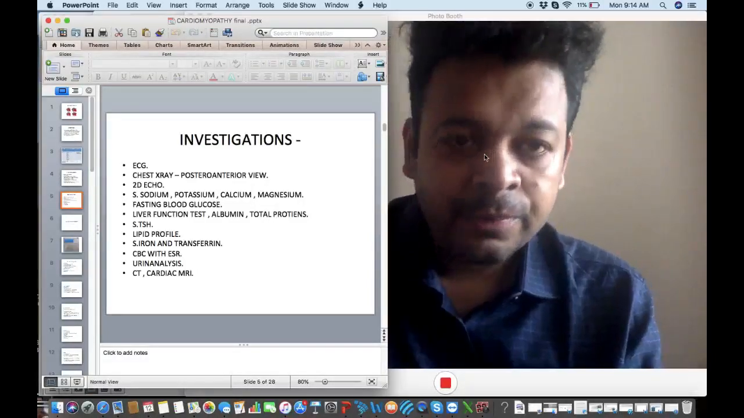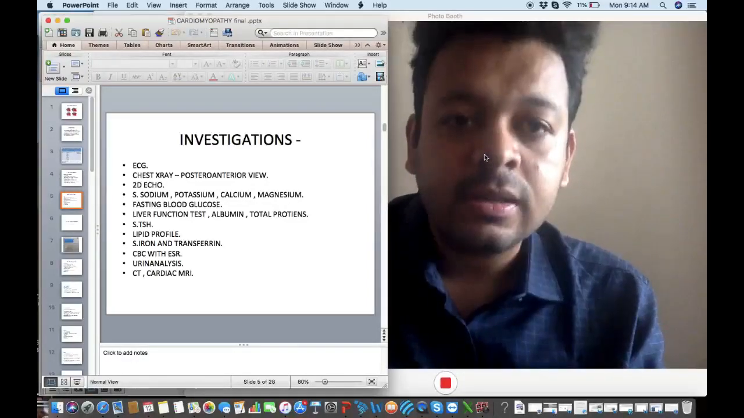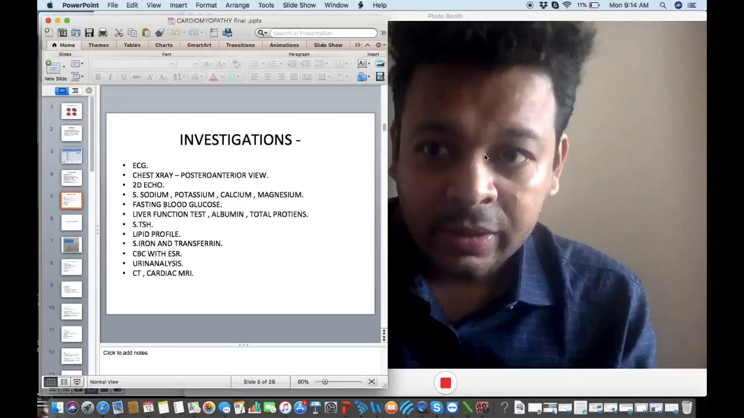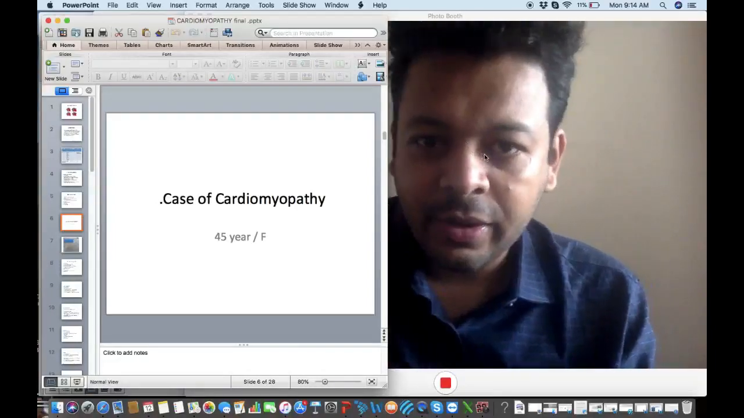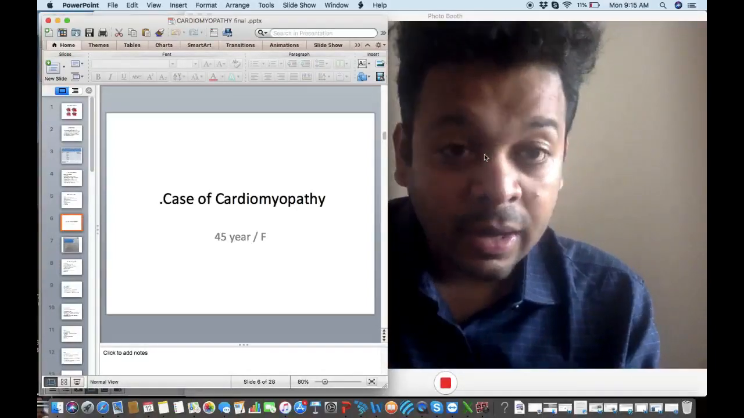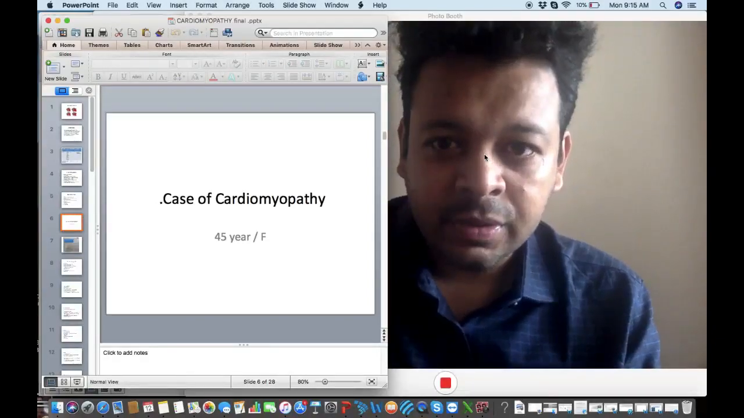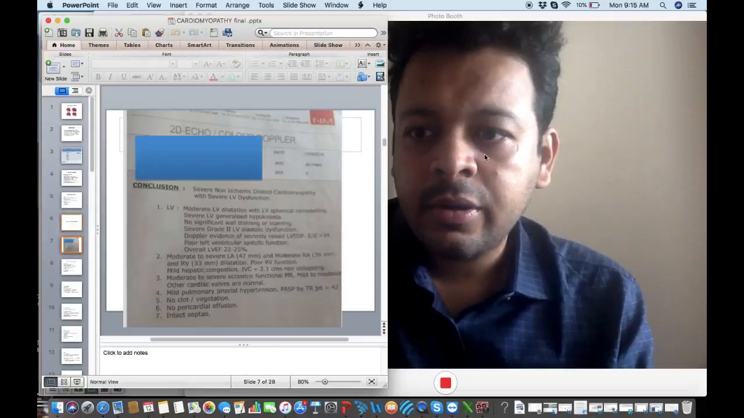But I want to tell you that there is no treatment for this in modern medicine, and homeopathy is a very, very good alternative medicine for this. I want to share with you one of the very interesting cases which I treated. This is a case of cardiomyopathy, a 45-year-old lady based in Hyderabad. She had come to see me, and she was in the hospital where I was invited to treat.